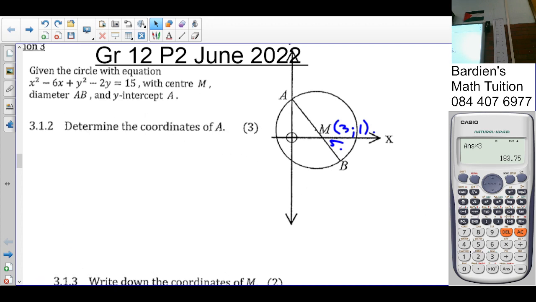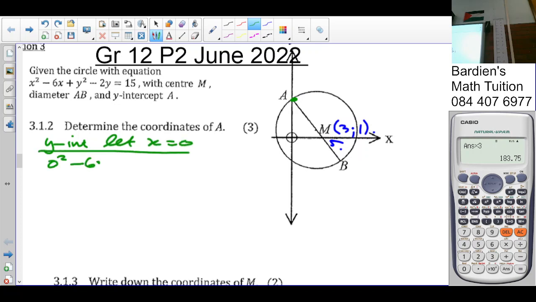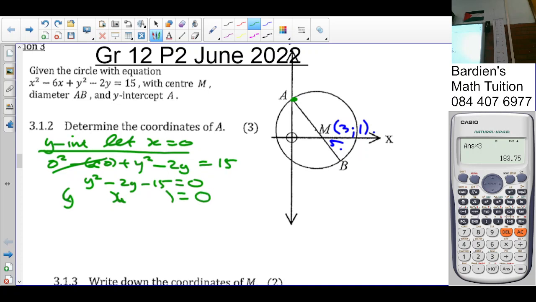So the next question says determine the coordinates of A. What is A? A is your y-intercept. How do you calculate the y-intercept? At x equal to 0. So 0 squared minus 6 times 0 plus y squared minus 2y equals 15. So we drop that: y squared minus 2y minus 15 equals 0. It's a trinomial, so you can factorise or use the quadratic formula. So y is equal to 5 or y is equal to minus 3.